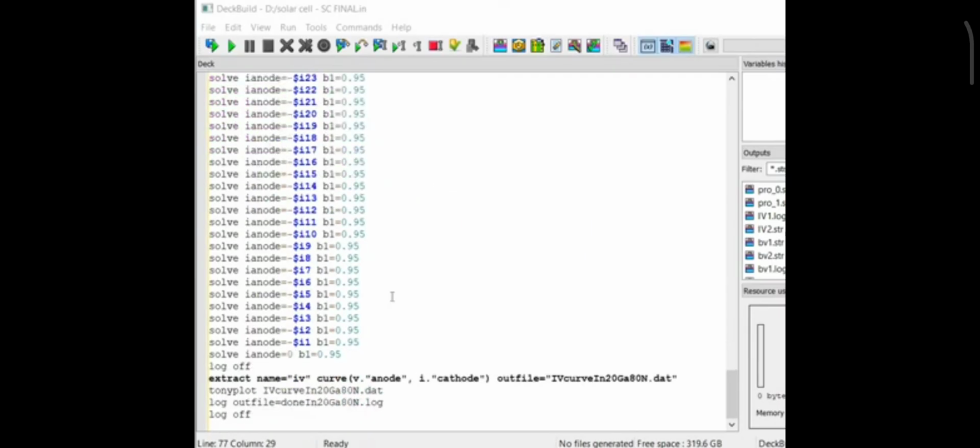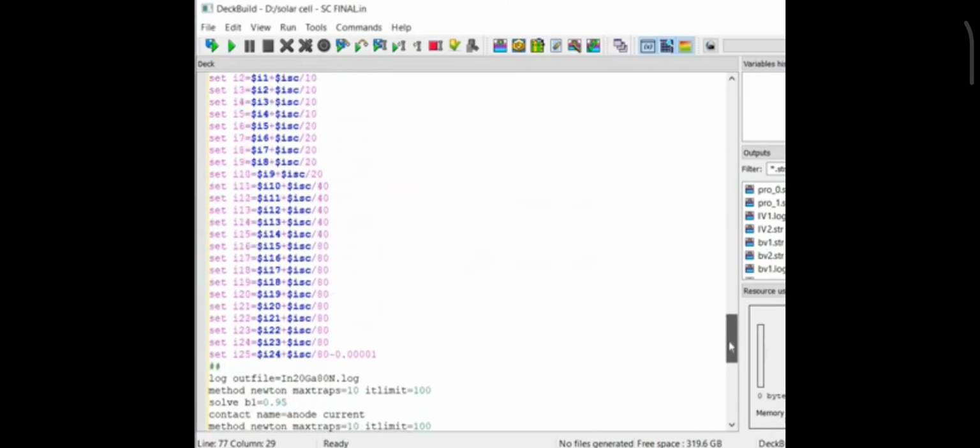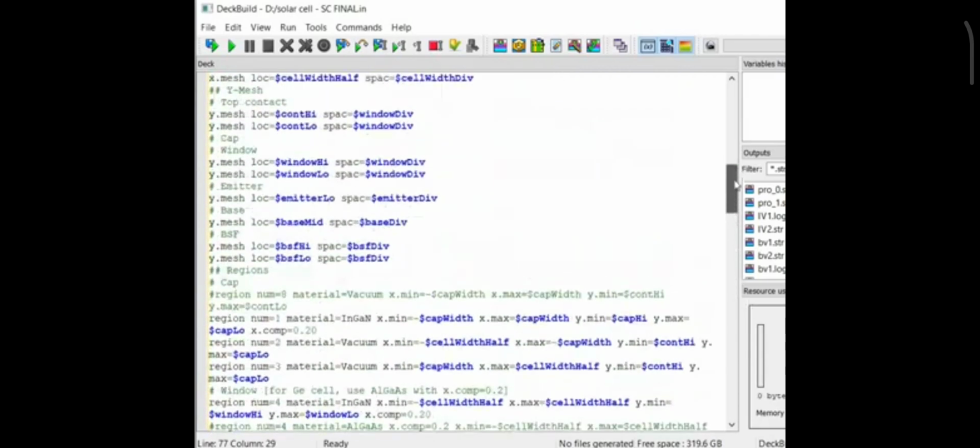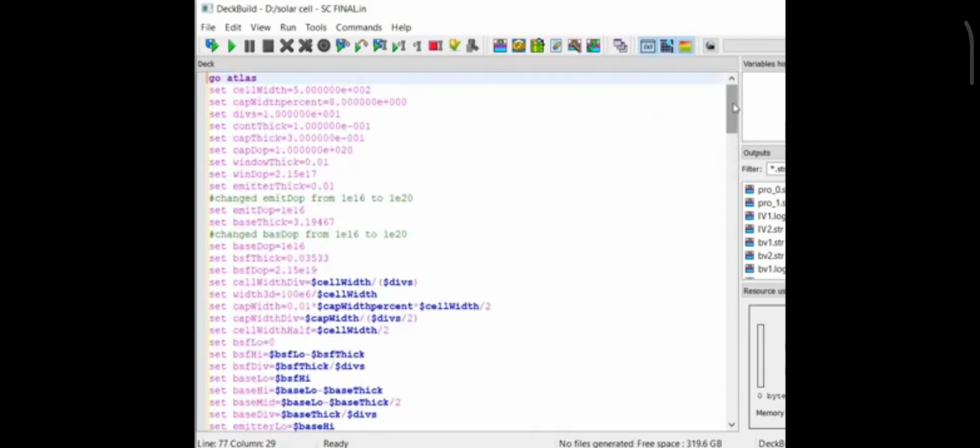After solving the anode current at different points, you can extract the IV characteristics, voltage at anode and current at cathode, with the output statement, tonyplot, this dat statement and the final log file. If you want to run the same program for another junction, you simply have to change the band gap of the indium gallium nitride material and the mole fraction. If you run this program, you will get the structure file and the log file.